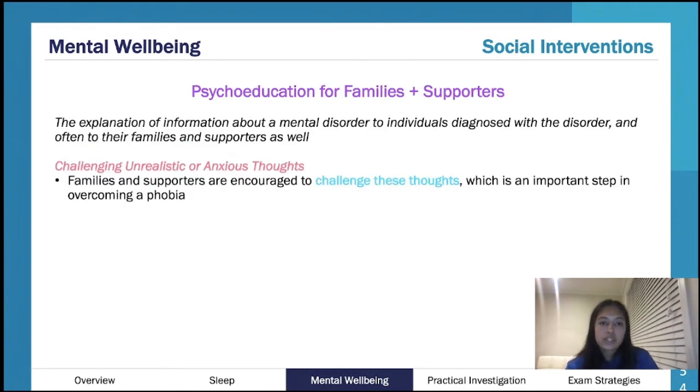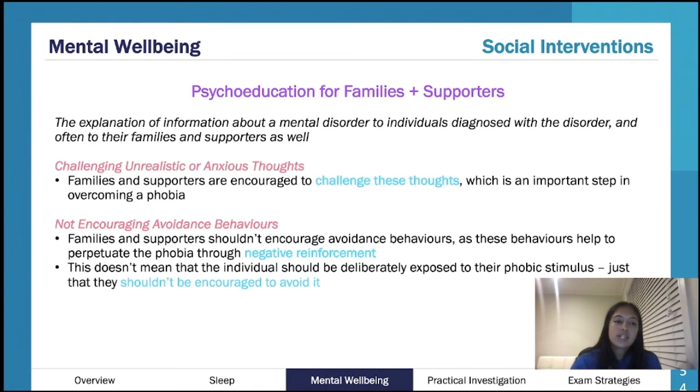Okay, and then our social interventions. So we're thinking of psychoeducation for families and supporters. So this is obviously more the community, external to the actual individual. VCAA wants you to know 2 specific things as part of this: challenging unrealistic or anxious thoughts and not encouraging avoidance behaviors. So it's almost identical to CBT, but the family and friends just have to do it. So if an individual expresses their thoughts on this phobic stimulus, being able to challenge them and help them see things a little more logically, and also not encouraging avoidance behaviors.